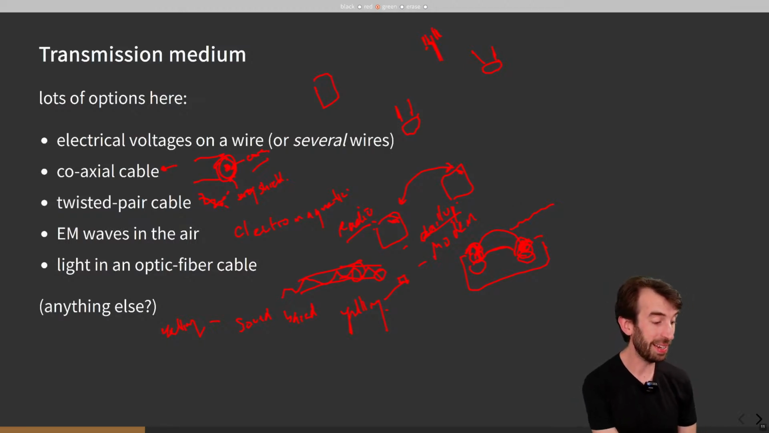Light is EM waves in the air. That's right, indeed. So we've got EM waves in the air, and light in an optic fiber cable. The medium here is different. That's in air, and that's light in the optic fiber cable.